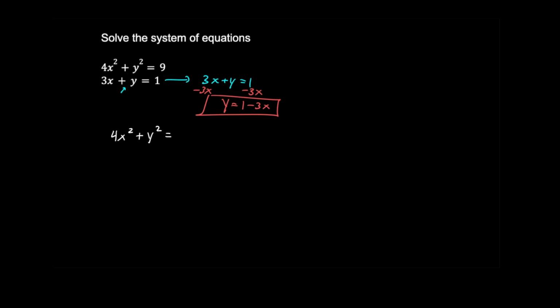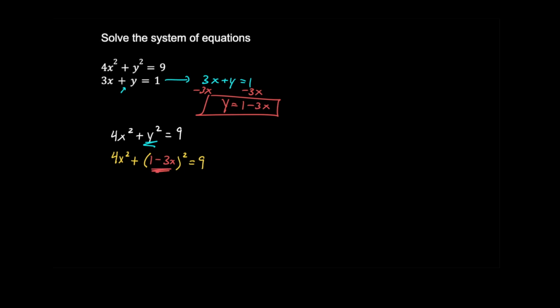So my other equation is 4x squared plus y squared equals 9. And because y is squared in this equation, we're going to have a little bit more work cut out for us. So we'll have 4x squared plus y is going to be replaced by 1 minus 3x, and this is being squared, equals 9. So unfortunately, we're going to have to simplify this out first.